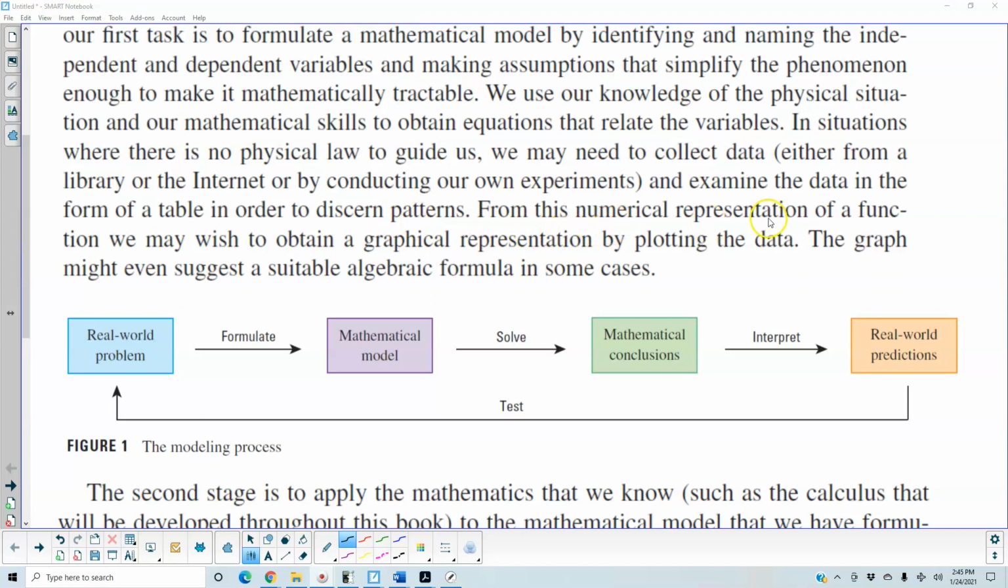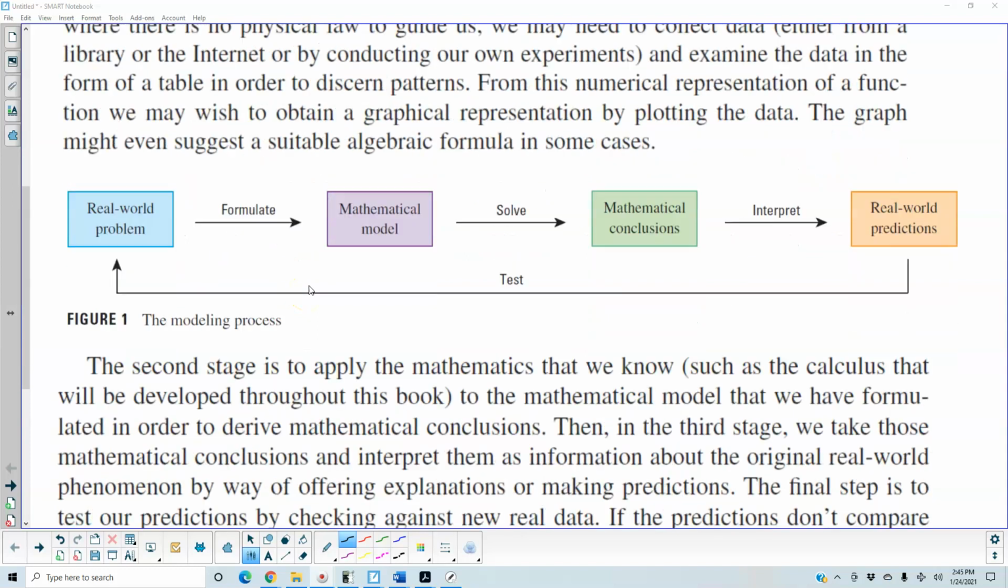From this numerical representation of a function, we may wish to obtain a graphical representation by plotting the data. The graph may even suggest a suitable algebraic formula in some cases. You start with a real-world problem, formulate to create a mathematical model. Once you have a mathematical model, you solve to create mathematical conclusions. Once you have your mathematical conclusions, you can interpret and then make real-world predictions. And then test, and then you start back at the beginning again.